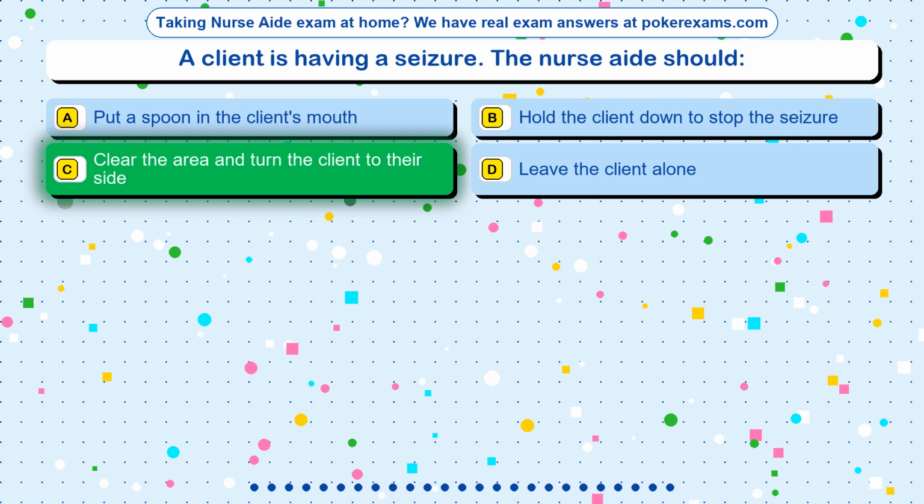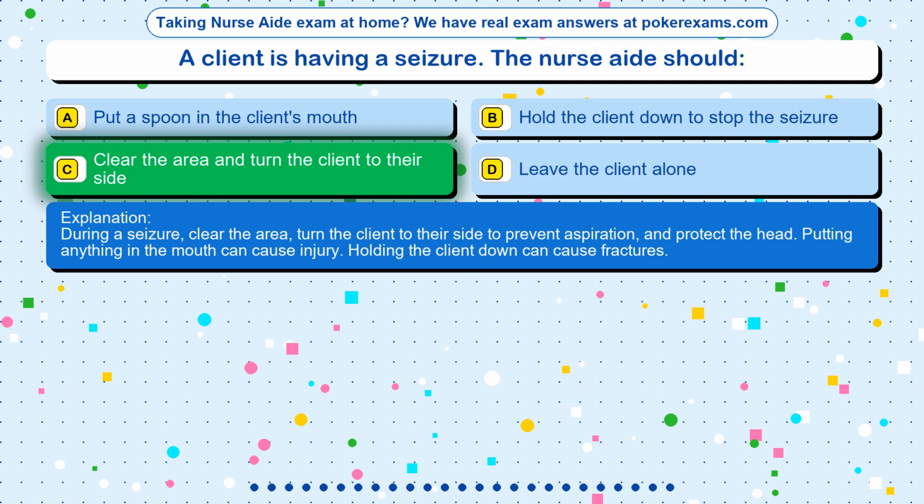The correct answer is option C, clear the area and turn the client to their side. During a seizure, clear the area, turn the client to their side to prevent aspiration and protect the head. Putting anything in the mouth can cause injury. Holding the client down can cause fractures.